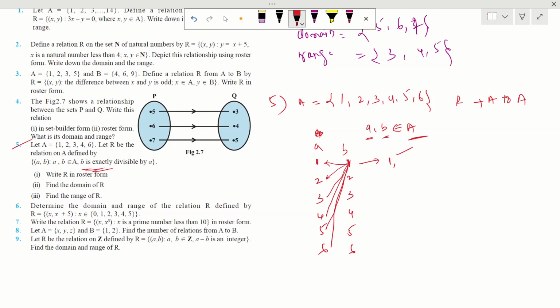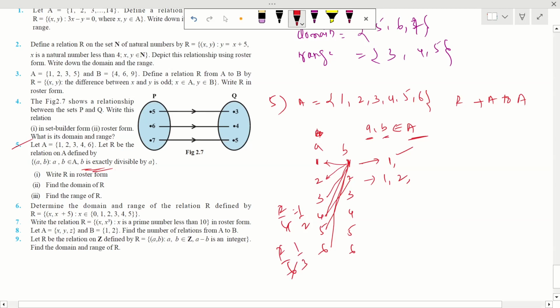Then the second one, 2. 2 is divisible by 1, yes. 2 is divisible by 2, yes. 2 is divisible by 3, no. 2 is divisible by 4, no. 2 is divisible by 5, no. 2 is divisible by 6, no. It is not divisible.